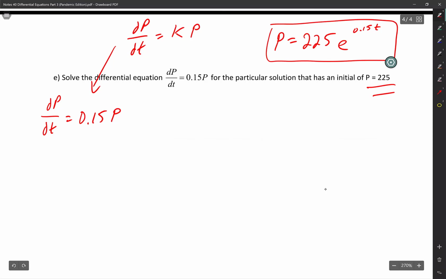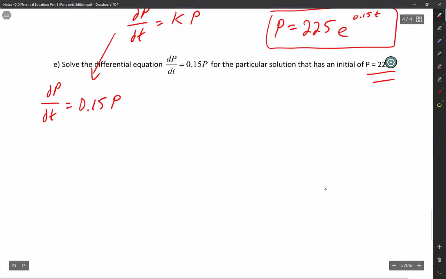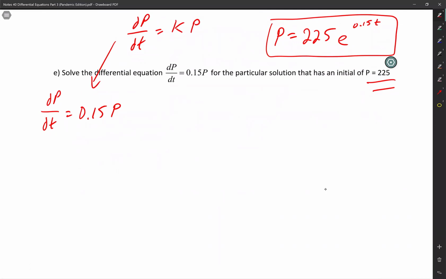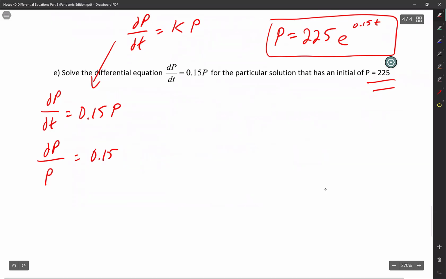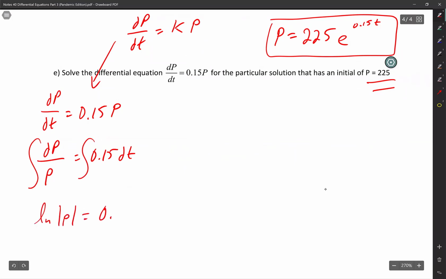If you do not recognize it, then you have to go from scratch. So we're going to do that. Relax. Look how simple that was. We just recognized it. We just wrote it out. So let's go from scratch. Divide by p. So dp over p equals 0.15 dt. And I'm going to integrate to get rid of the dp and the dt. ln absolute value of p equals 0.15t plus c.